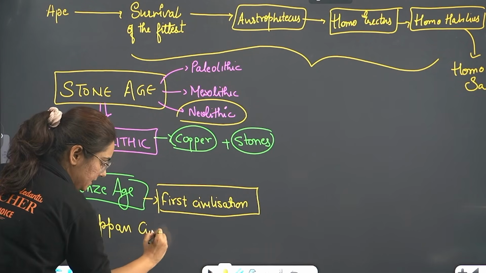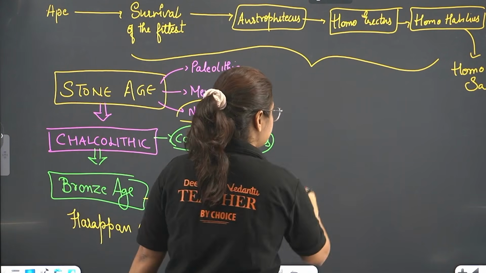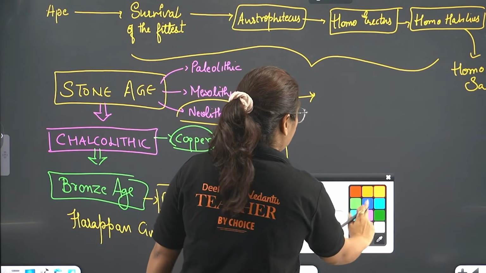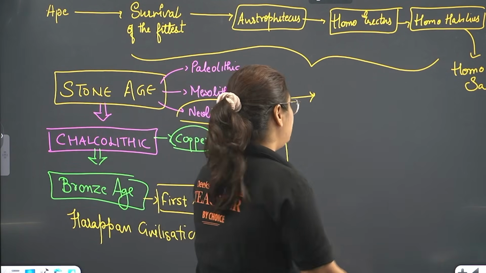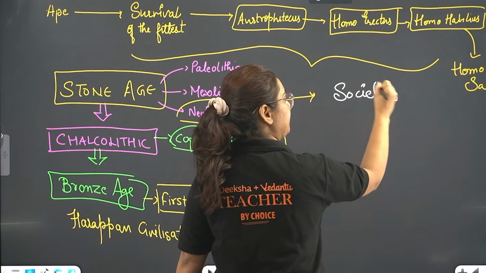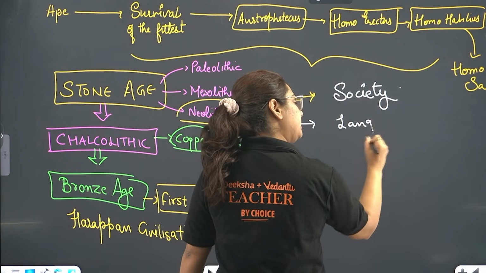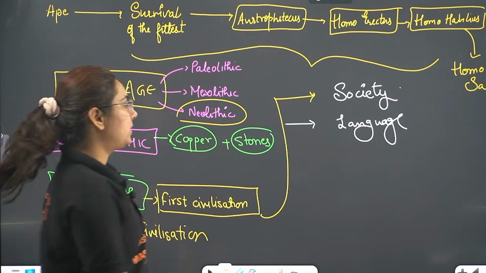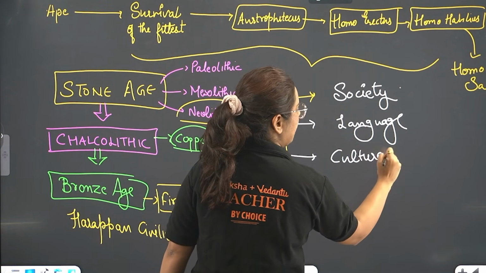Okay, Harappan civilization. Now when this civilization is made, don't you think that proper planning is needed? Yes, where people will live all together, there will gradually become a society. In this society, to communicate with each other, there will be a language, and there will be a culture thereafter.